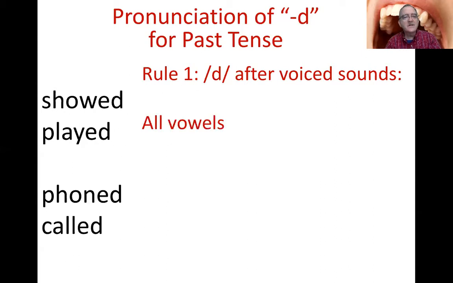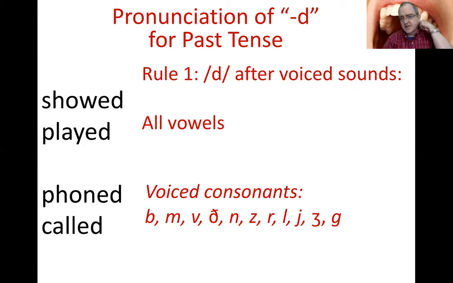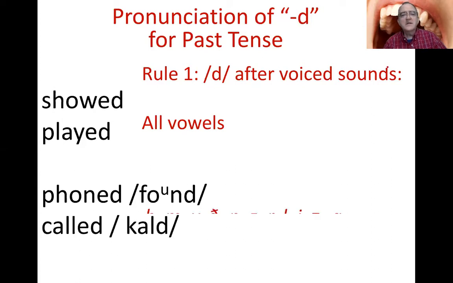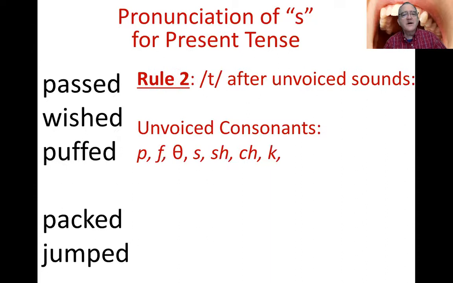All vowels. Next, you have consonants. After B, M, V, N, Z, J, G, after these voiced consonants, you use the D sound, okay? Phoned, but don't say T, say D. Phoned, called. Okay, that's rule 1.